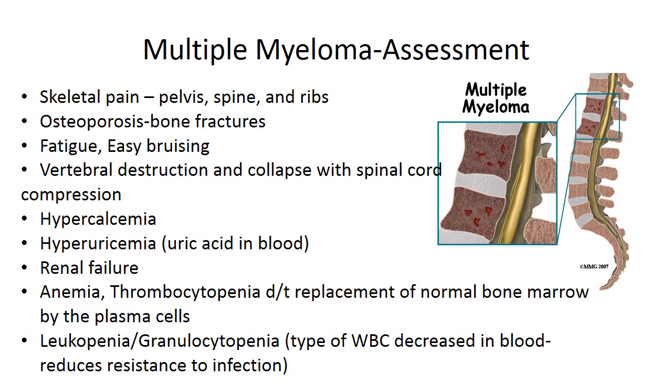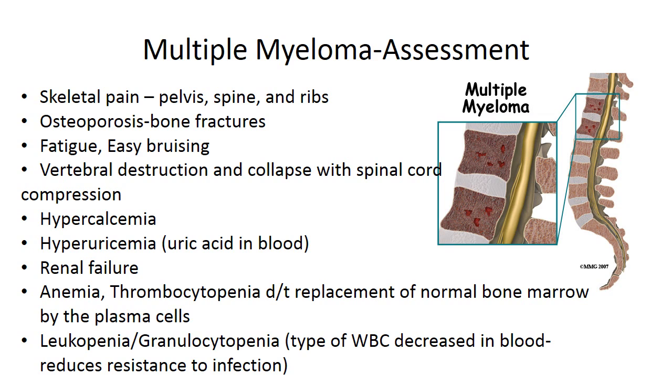Hypercalcemia is also present in these patients because our calcium is leaving our bones and entering our bloodstream, as in all cancers that have hypercalcemia associated. And hyperuricemia, or uric acid in the blood, is also associated with these patients. Sometimes they may be treated with allopurinol to prevent renal calculi from forming, and we also monitor these patients for renal failure because of the uric acid developing in their system. They may develop some renal failure complications.